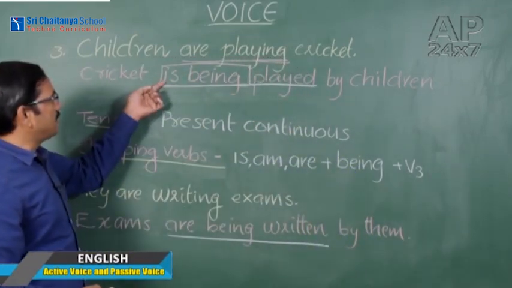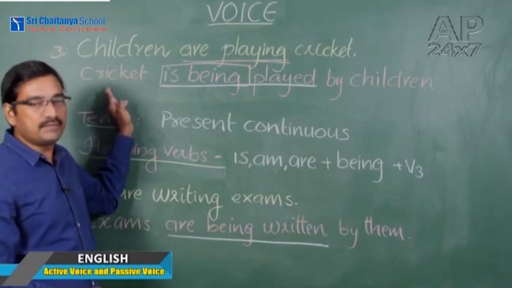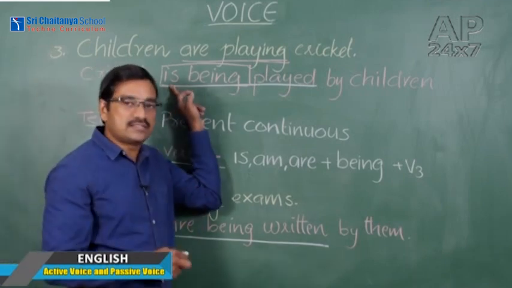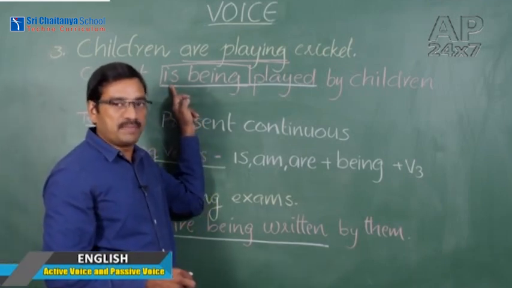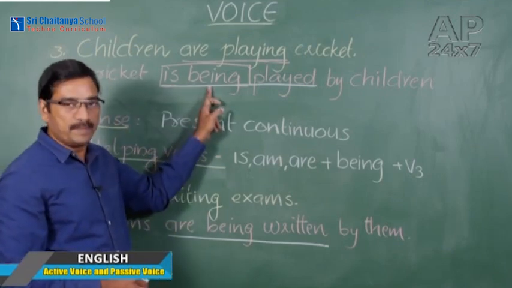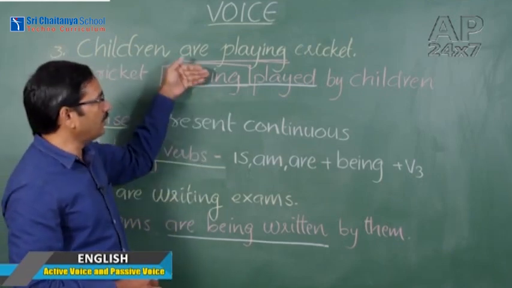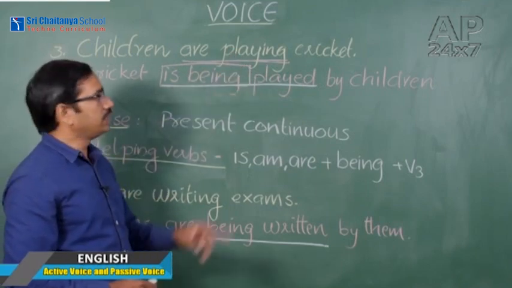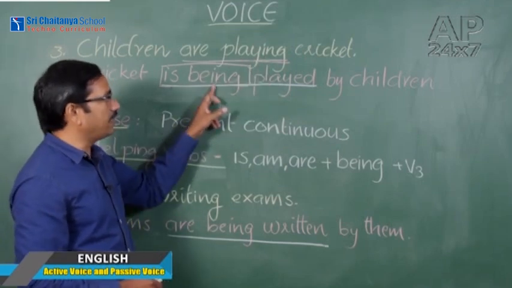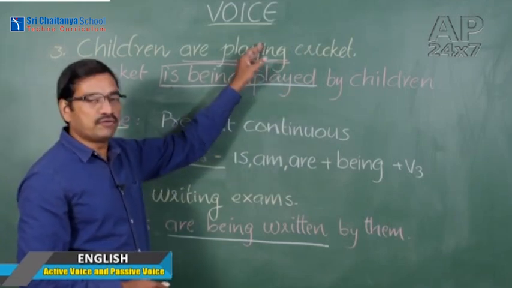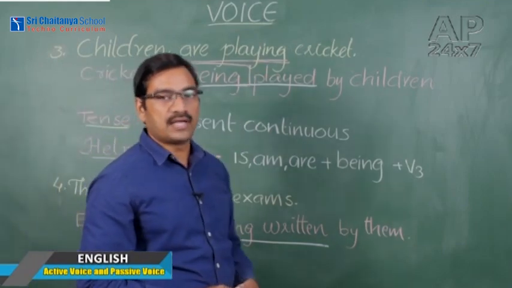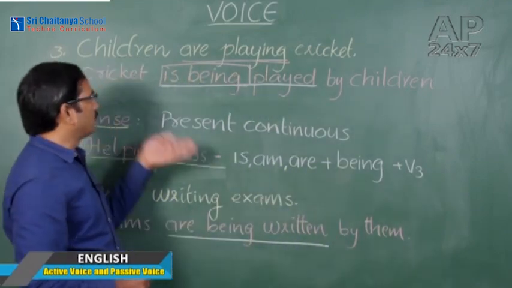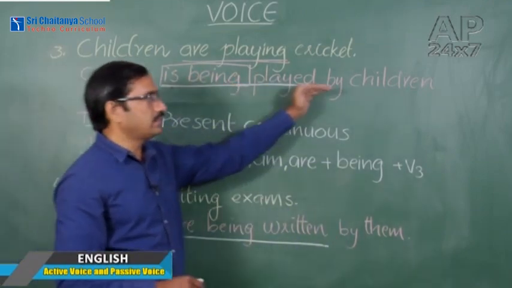Is is taken because the subject here is singular and the tense is present tense. As we already saw, is and are are present tense helping verbs. And now we have introduced being, because this gives an indication that the tense in the active voice is a continuous form. Is, are playing. Playing became being played. So the verb became V3 as usual. As you know, passive voice is always written in the V3 form of the verb. So cricket is being played by them.